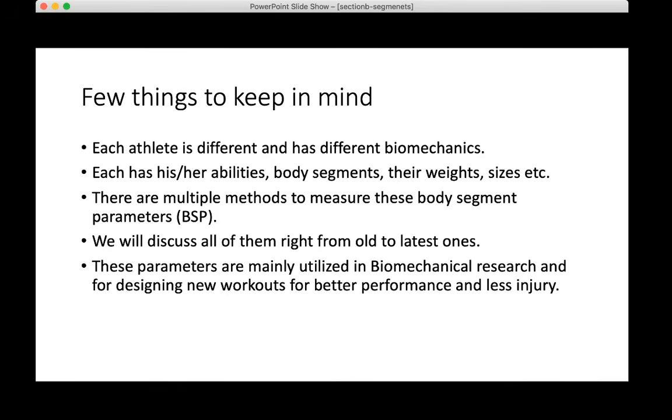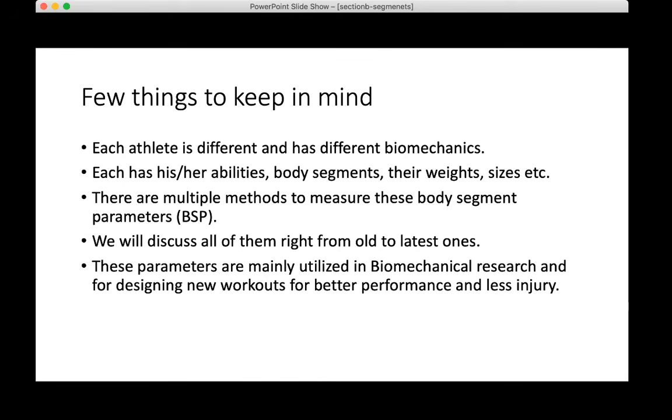This section on body segments is more of a research part. These methods are mainly used for sports science research and biomechanics. And what is the main aim of research? As I have always told you, biomechanics has two main aims in every aspect you study: first, to enhance your performance, and second, to prevent you from injury.